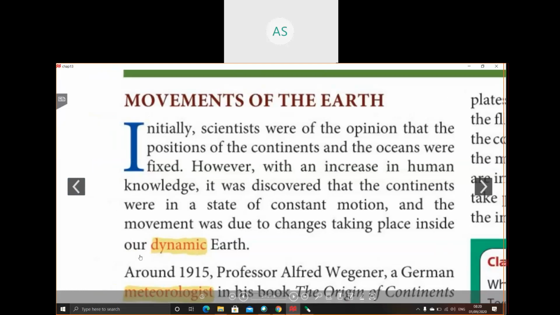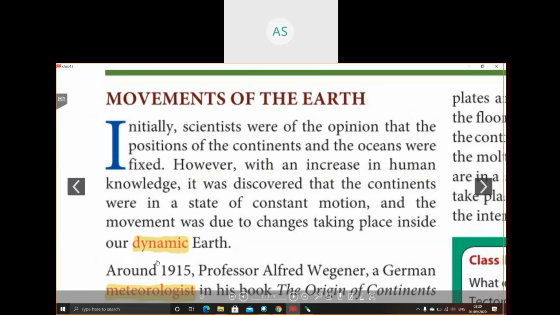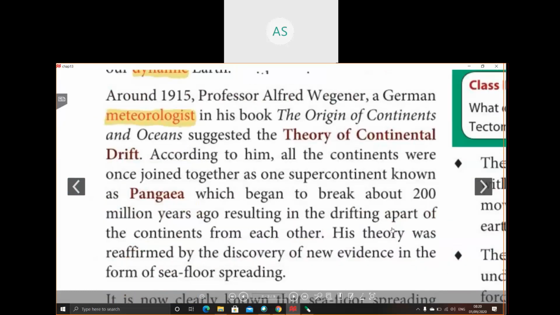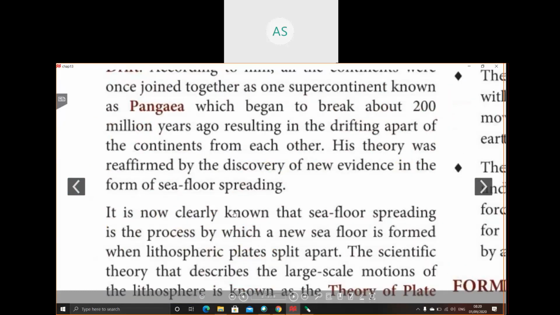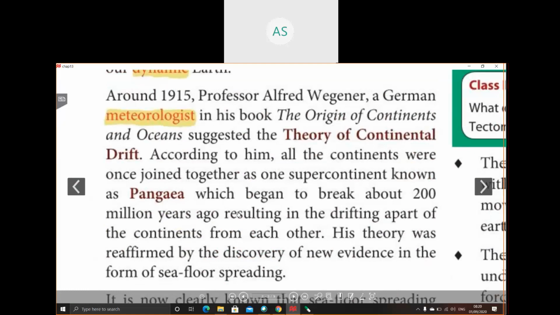The dynamic word belongs to the continuously changing, developing, growing earth. Okay, so dynamic meaning is this, and the movement was due to change taking place inside our earth crust. Okay, dynamic earth crust. So now we will move on.